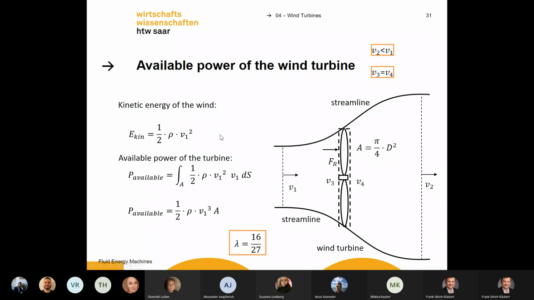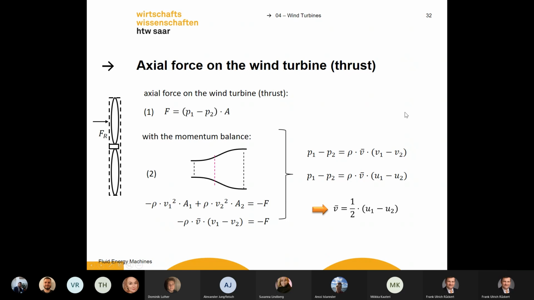Again, the same picture. You have here your rotor, you have your area, and you can calculate the kinetic energy of the wind. That's the same equation as on the second slide of this presentation. Kinetic energy is something you always have to keep in mind. You have to know it, and you can also calculate the power. Similar formula, I think we can go a bit fast over it.